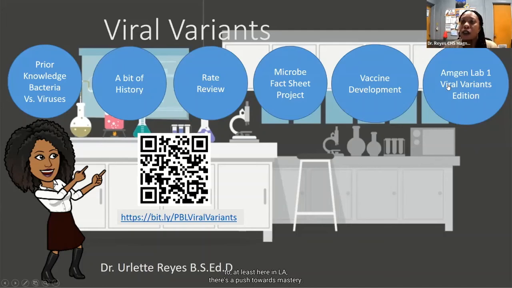And you know that, at least here in LA, there's a push towards mastery. And so what that means is that you give students multiple opportunities to engage in the content, in order to master the content or master the skills. And so I felt having a different mystery from year to year would help me to keep reinforcing these skills that I feel are so key for high school, especially AP Bio. So these are the topics that I address content-wise in the PBL version that I established. There's a QR code there for you guys.